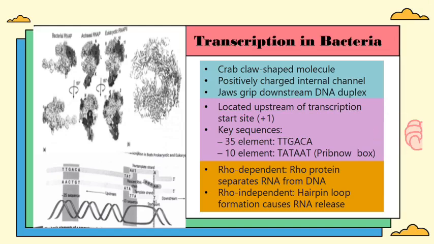The analysis of the DNA sequences just upstream from a large number of bacterial genes revealed that two short stretches of DNA are similar from one gene to another, and that one of these stretches is centered at approximately 35 bases upstream from the initiation site and typically occurs as the sequence TTGACA.